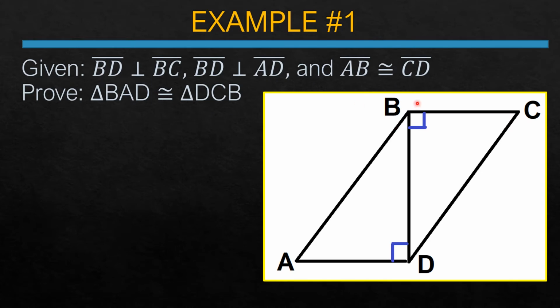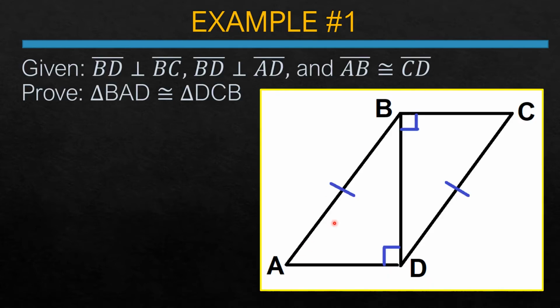Line segments BD and BC are perpendicular. Line segments BD and AD are also perpendicular. Thus, angles CBD and ADB are right angles. Of course, this tells us that either angles CBD and ADB are congruent or triangles CBD and ADB are right triangles. We decide which consequence we are going to consider later.